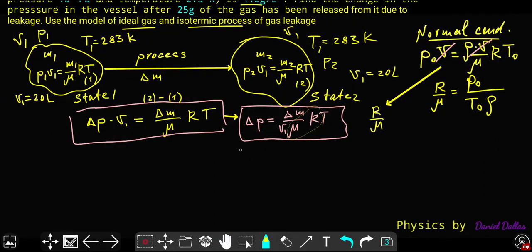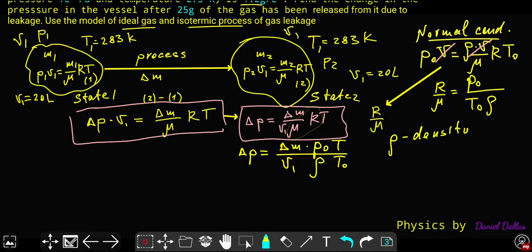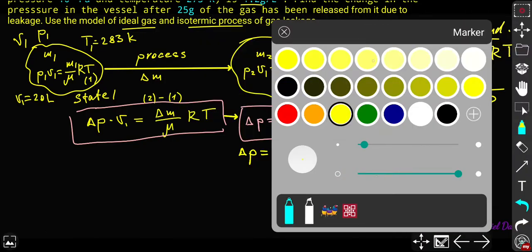So the change in pressure, in our case, will be change in mass over volume V1. So R over molar mass should look like P0 times T over T0, and density here rho. All right, so where rho is the density, so this is the density. Make sure you understand that. So we're given this density, we're given all other parameters, so now we can just simply plug that in.